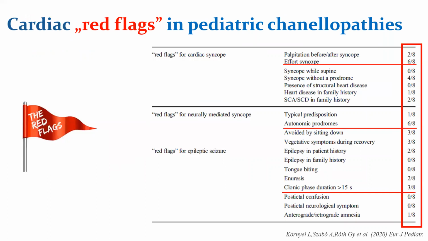Description of syncope by the child or an adult witness was available in 8 of the 13 cases. The most typical cardiac warning sign, red flag, was effort syncope. However, somewhat confusingly, warning signs considered typical for epileptic seizure or neurally mediated syncope, like clonisation more than 15 seconds and autonomic prodrome, respectively, were similarly frequent in this patient group of arrhythmic syncope.